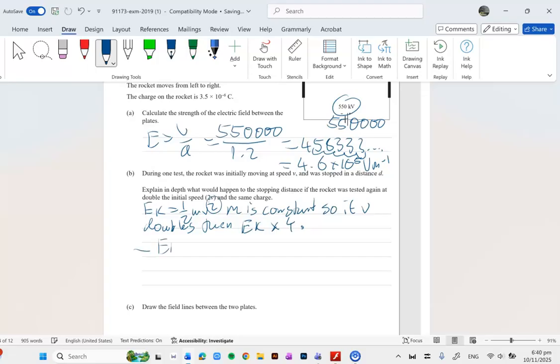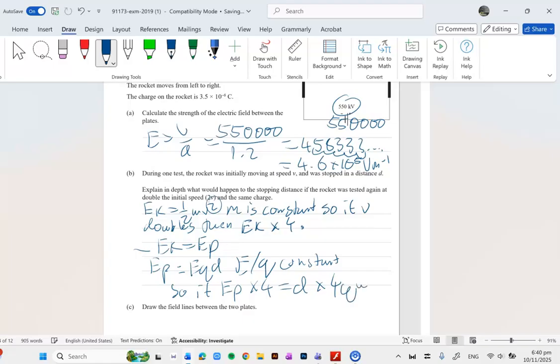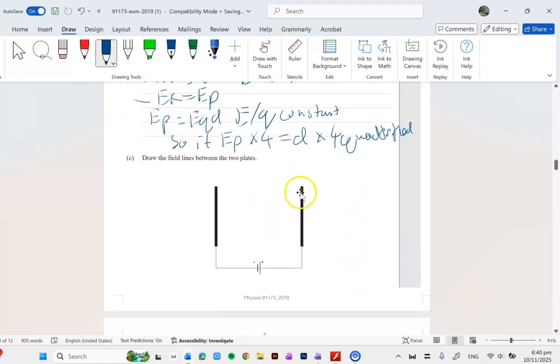Then I can go EK equals EP, EP equals EQD, and E and Q are constant. Yeah, electric field strength is constant. So if EP is times 4, then D has to be times 4, or quadrupled. That should be right. I don't really have much faith in that. That might be wrong, but oh well.